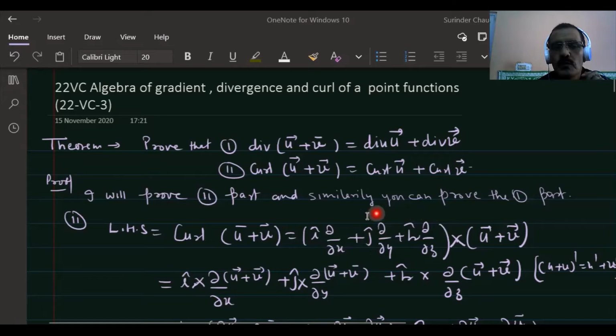So now del of this cross, this will be i cross partial derivative operated on the sum of these vector point functions. So this is equal to i cross partial derivative with respect to x of the sum of u vector plus v vector. Similarly, plus j vector cross partial derivative with respect to y of u vector plus v vector, plus k vector cross partial derivative with respect to z of u plus v.